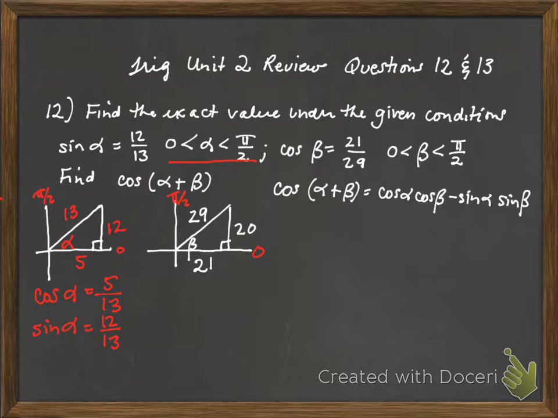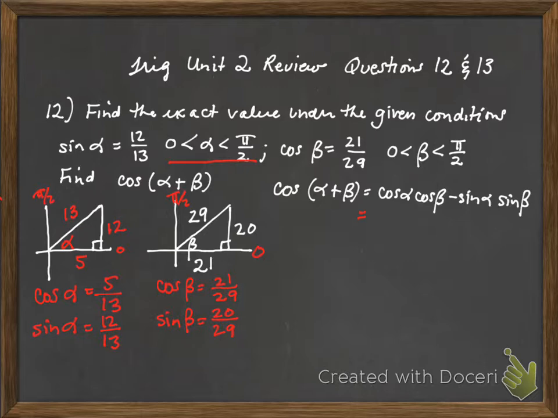Okay, so let's write down what we know. Cosine beta equals 21 over 29. And now sine beta, remember sine is opposite, which is 20, over the hypotenuse, which is 29. Now that I have all my values, I'm ready to go. I'm going to use this formula up here and plug in.